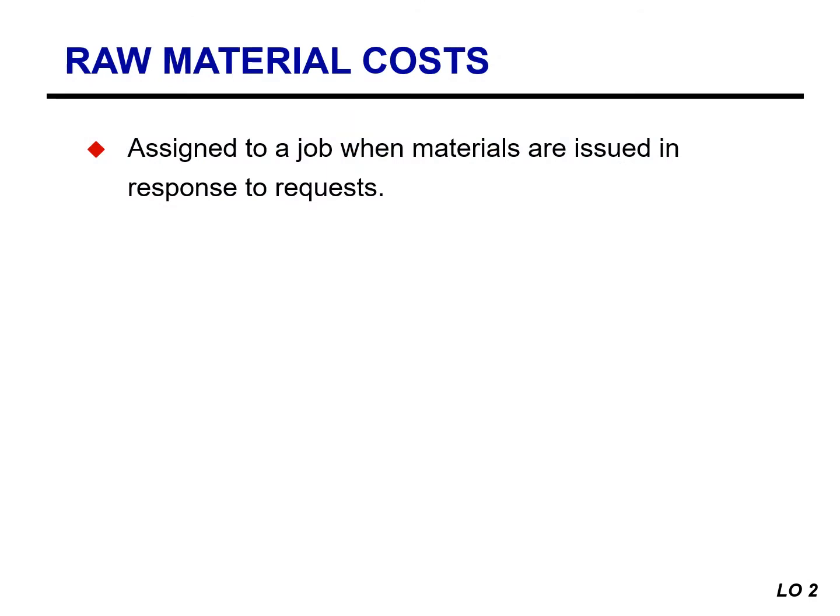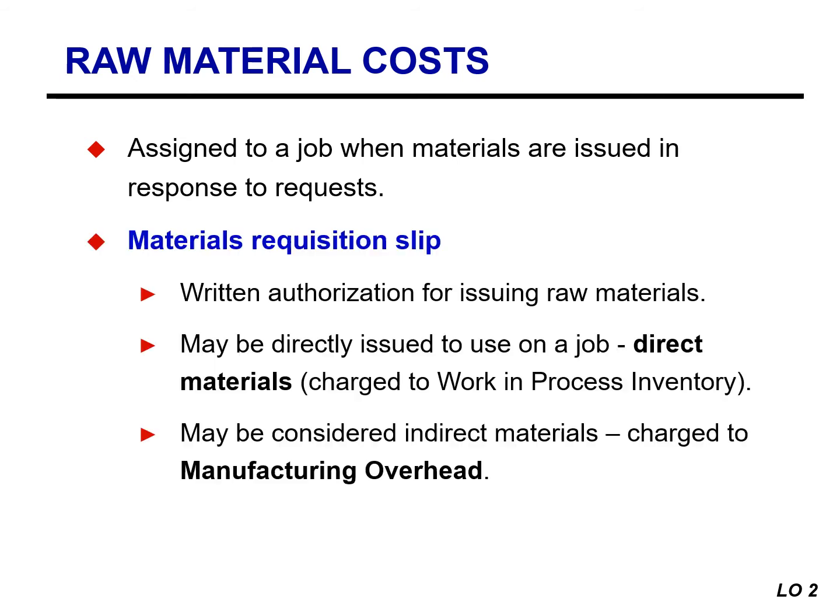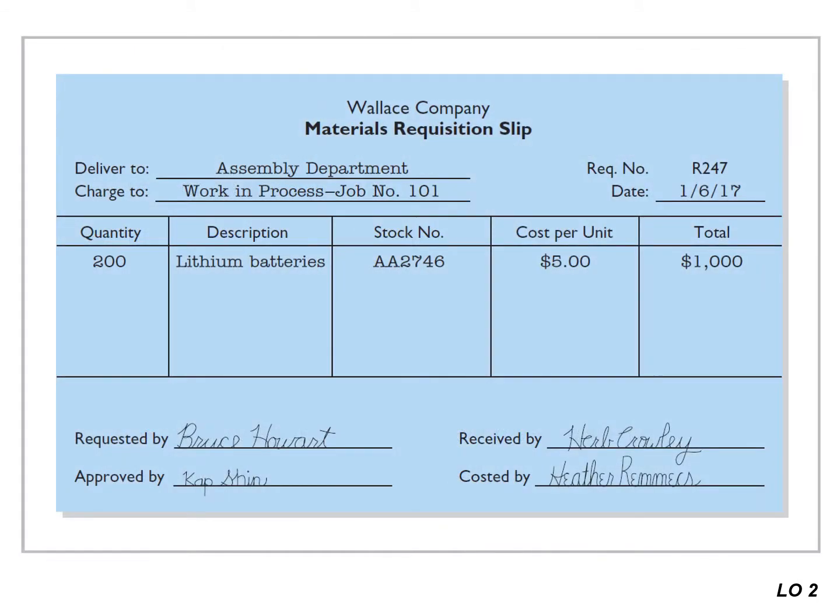Companies assign raw material costs to jobs when their materials storeroom issues the materials in response to a request. Requests for issuing raw materials are made on a pre-numbered materials requisition slip. The materials issued may be used directly on a job, or they may be considered indirect materials. The materials requisition should indicate the quantity and type of materials withdrawn, as well as the account to be charged.